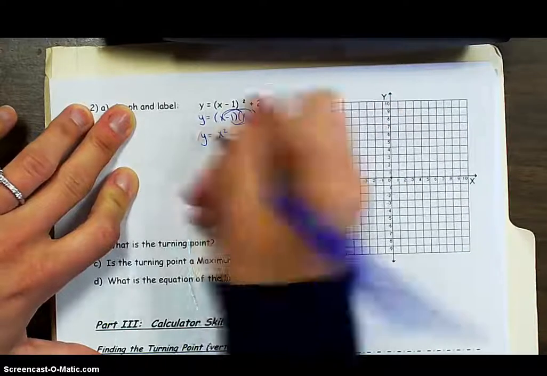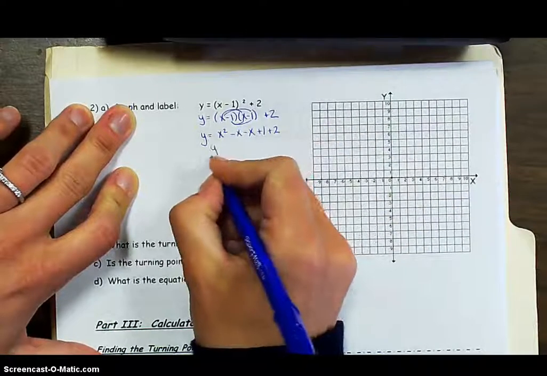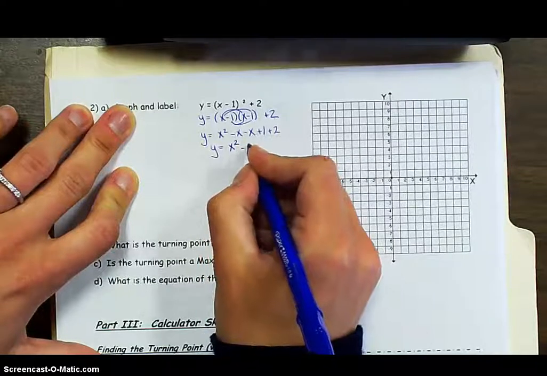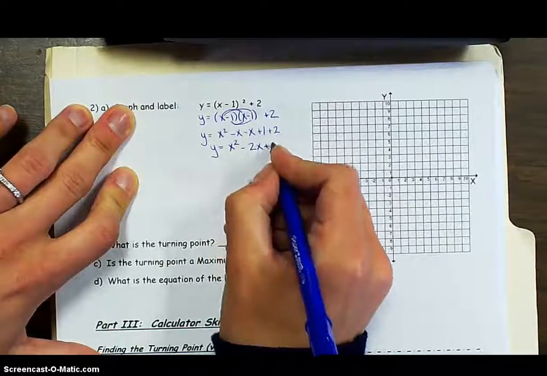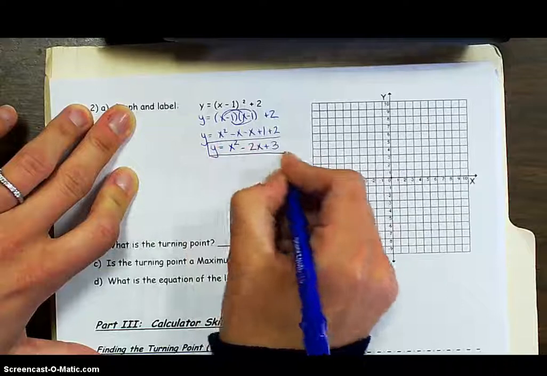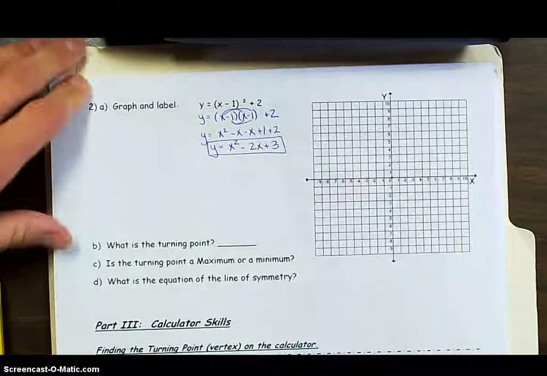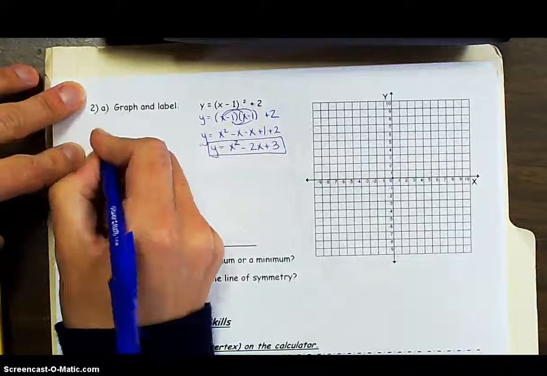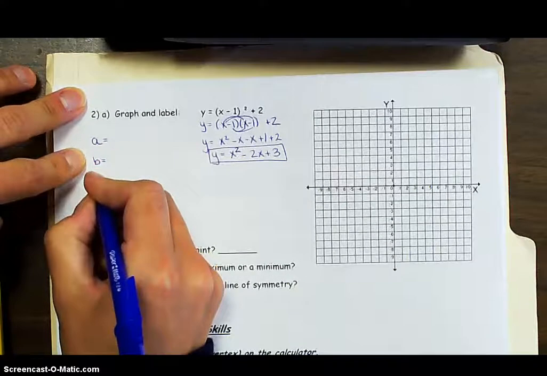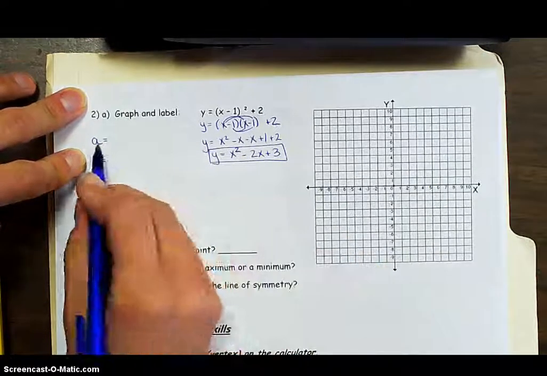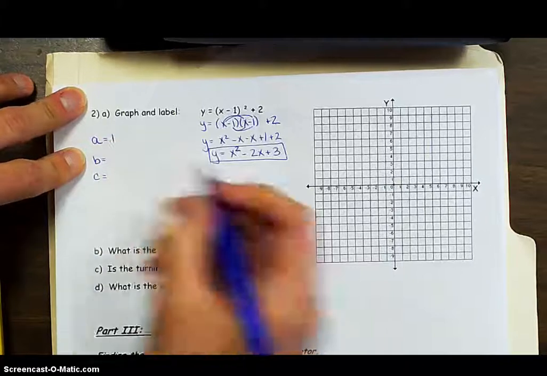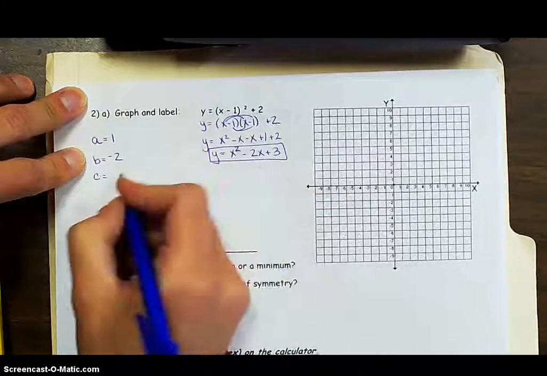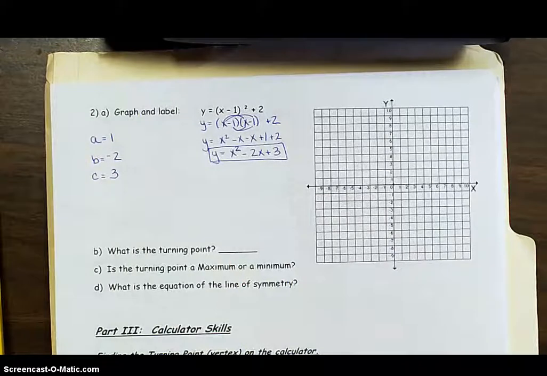So now I get y equals, let's combine our like terms, x squared minus 2x plus 3. So here's the equation of my quadratic. So my x is being squared. Now it's pretty easy for me to see my a, my b, and my c. So my a value is going to be 1. My b value is going to be -2, and my c value is going to be 3.